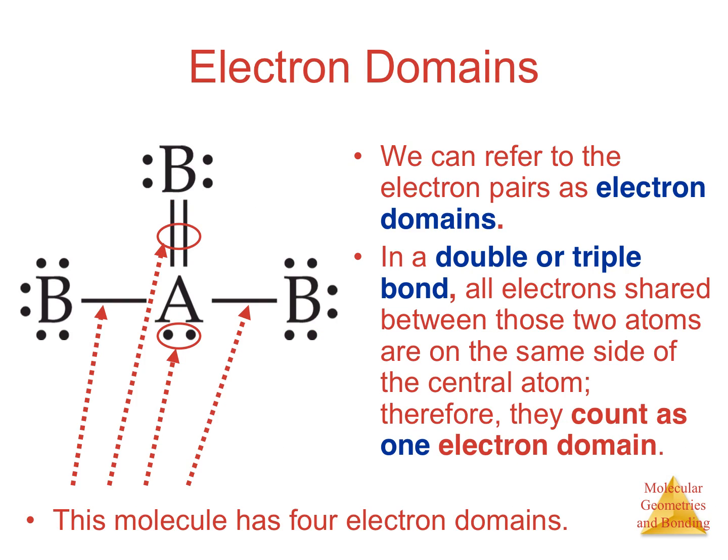So electron domains. We can refer to the electron pairs as electron domains. In a double or triple bond, all electrons shared between those 2 atoms are on the same side of the central atom, and therefore they count as 1 electron domain. So even though it's a double bond, this is still 1 domain. So on this molecule, I have 4 domains because I have a lone pair, which makes 1 domain, 2 single bonds, those are 2 more domains, and 1 double bond. So I have 4 total domains.